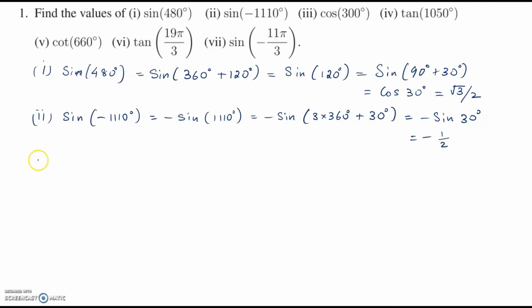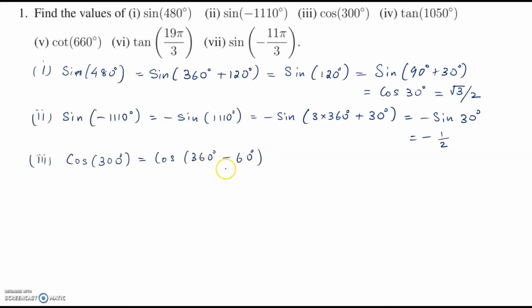Question number 3. The third question is cos 300 degrees. So cos 300 degrees can be rewritten as cos of 360 degrees minus 60 degrees. We know that cos 360 minus theta would be cos theta. So this is equal to cos 60 degrees, which is equal to 1 by 2.